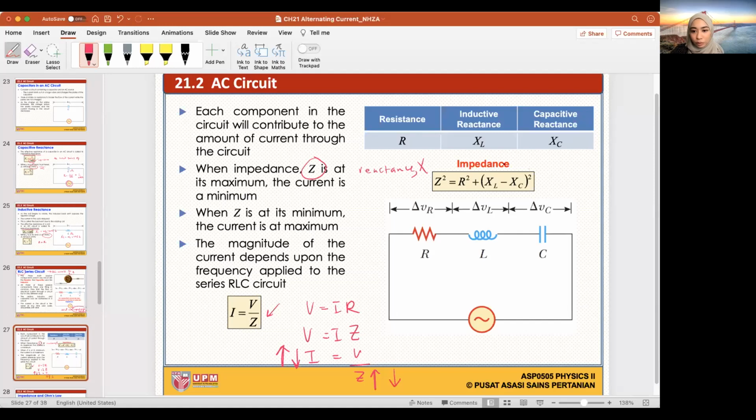Okay, so the total impedance is given by this equation: Z squared equals R squared plus XL, the inductive reactance, and also the capacitive reactance.